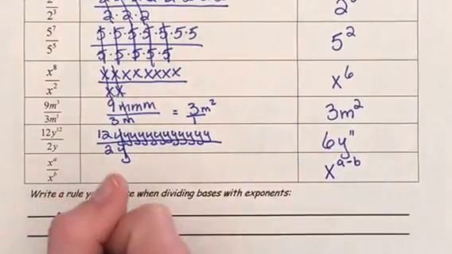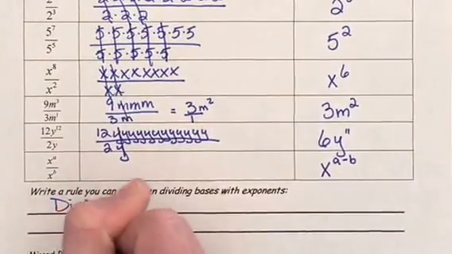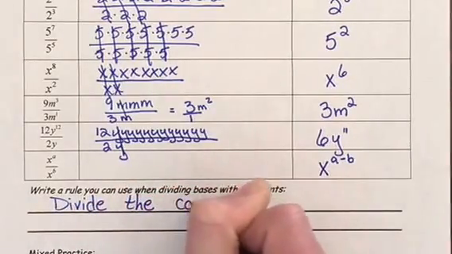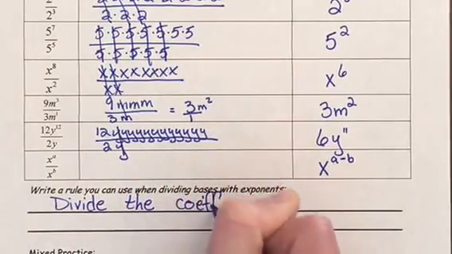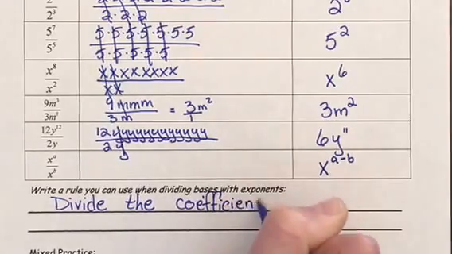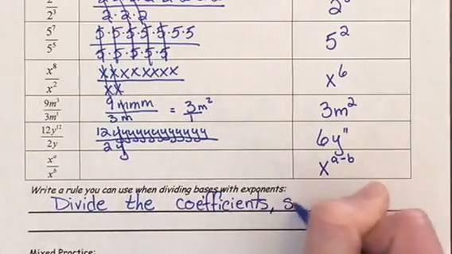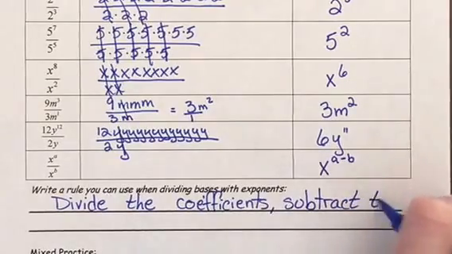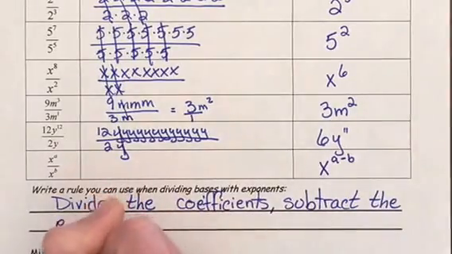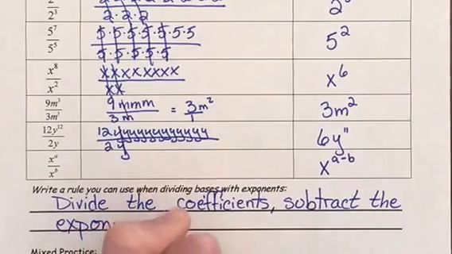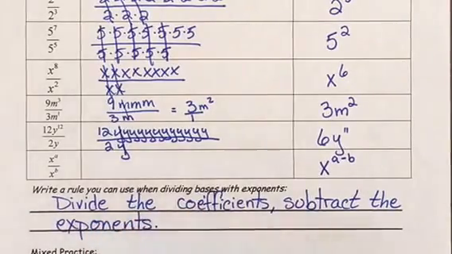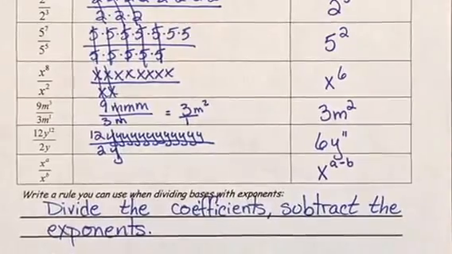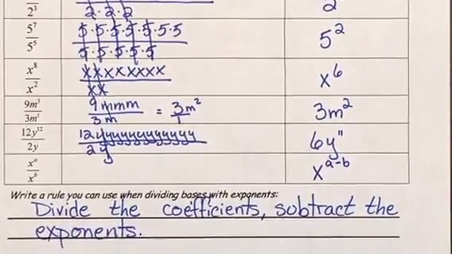And the generalized rule would be divide the coefficients and subtract the exponents. And again, this only works if the base is the same. You can only divide m's by m's and y's by y's, but we'll get to that next class.